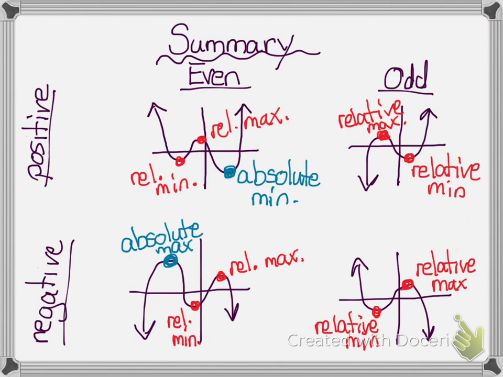So in summary, if you want to copy this down, just to summarize it all, the only graphs that have an absolute maximum or minimum are your even functions, positive even, negative even. And the only ones that will have no absolute maximum or absolute minimum will be your positive odd and your negative odd. And that's it.